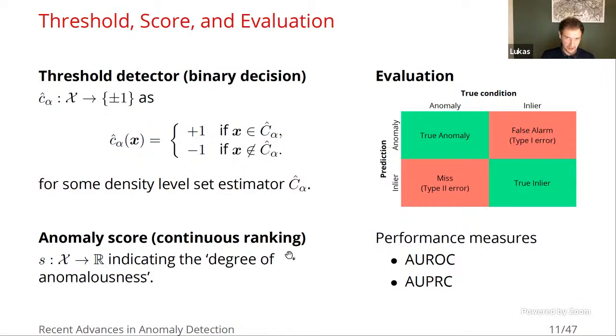And to evaluate such methods, we have the usual binary confusion matrix. So our target would be to minimize both false alarms, so type 1 error, but also missed anomalies, so type 2 error, simultaneously. And there's usually a trade-off that has to be taken into account in an application. And to have an evaluation that is independent of thresholds, one can consider area under the ROC curve or the precision recall curve.